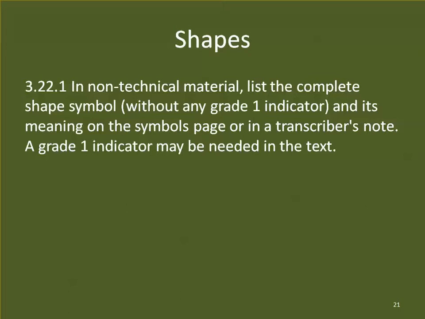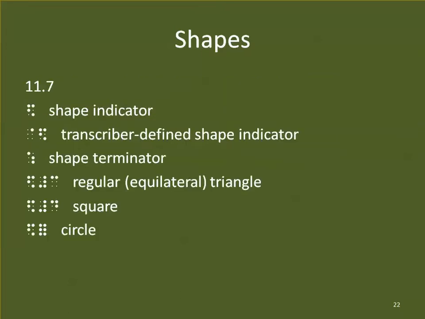But within text, we probably will need a grade 1 indicator in front of it because the shape symbol looks just like a contraction. It looks like ED. We don't want it read as ED, of course, so we will most likely need a grade 1 indicator there. So we have the shape indicator. All shapes start with that same shape indicator.